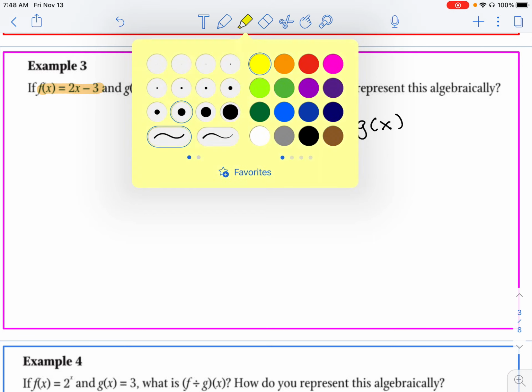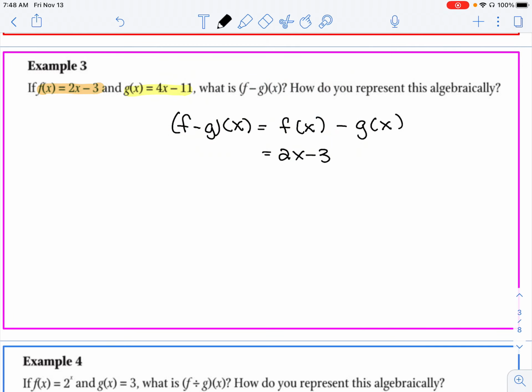And g of x was 4x minus 11. So I'm going to write minus, and I'm going to put parentheses here. It's going to be important because we are subtracting that entire function, so this is going to require some distributive property.